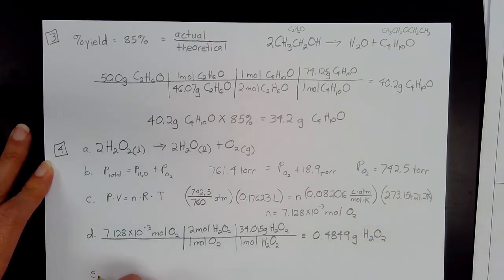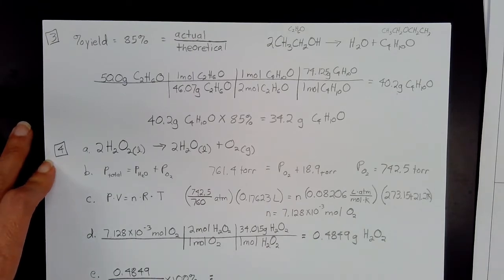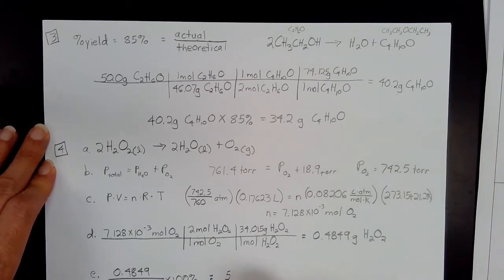And so for our percent by mass of hydrogen peroxide in the original sample, well, we have 0.4849 grams of hydrogen peroxide reacted. We began with 8.15 grams times 100%, and we get, I believe it's 5.90, but we're going to just double check. Oops, sorry, it is 5.95%.